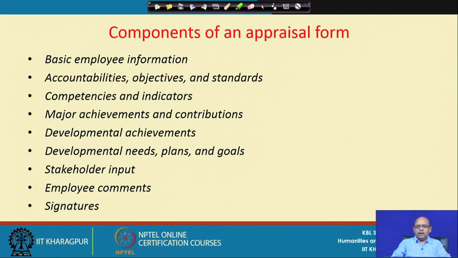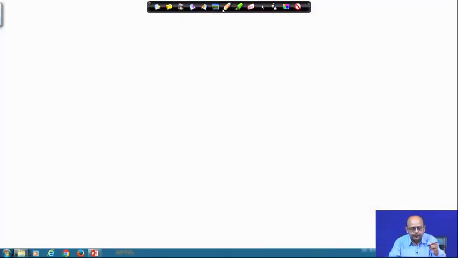Okay. And then input is also taken from the immediate supervisor, or at the next level from his next supervisor also, that means the supervisor's supervisor. Then the employee is going to write about it, whether it is correct or not, to what extent he has been able to achieve the goals, and then he is going to put in his signature. So, now if you look at the form, it could be something like this.